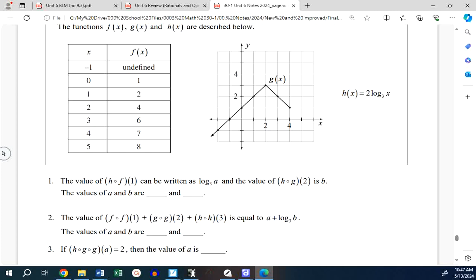So all that being said, does anybody have any questions from any of the review materials that I've given you so far? Number 10? Certainly.